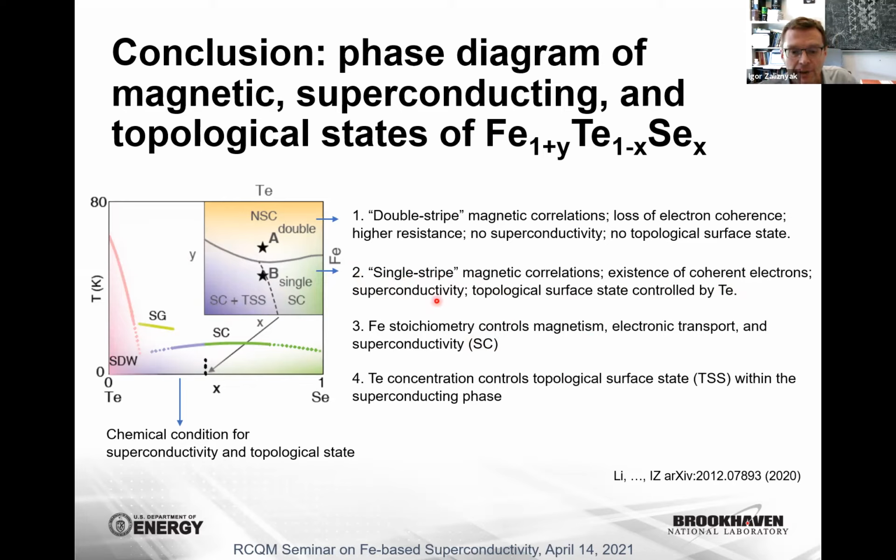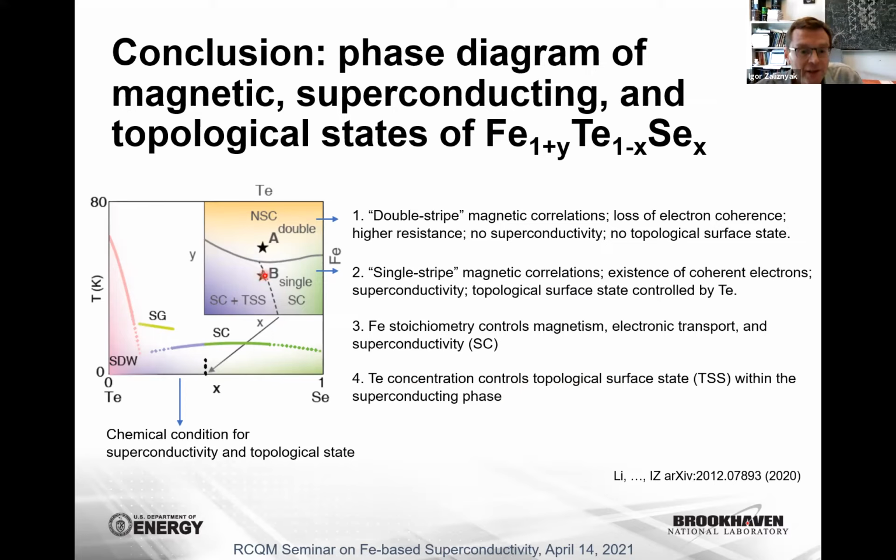So iron stoichiometry controls magnetism, electronic coherence, and electronic transport, and as electronic coherence develops, superconductivity develops upon lowering temperature, in a way similar to how orbital ordering develops in iron telluride upon developing electronic coherence. And the tellurium concentration drives the topological surface state, when the increase of the spin-orbit coupling of tellurium gives rise to it.